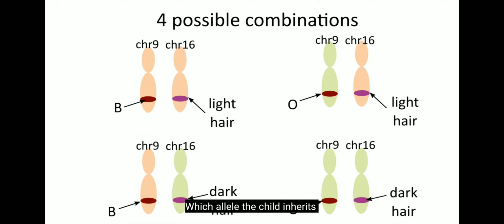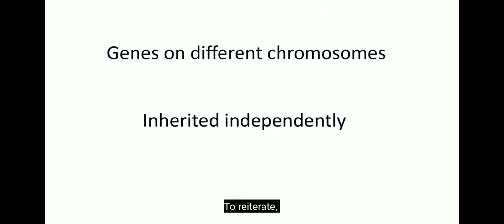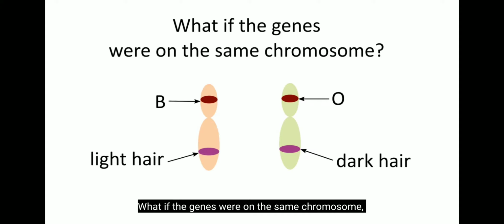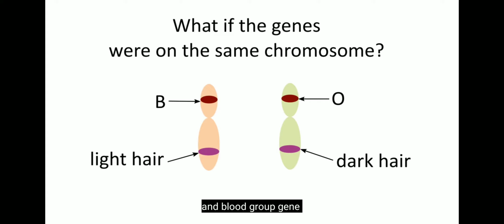Which allele the child inherits for blood group does not depend on which allele the child inherits for hair color. These genes are inherited independently. To reiterate, these genes are inherited independently because they are on different chromosomes. What if the genes were on the same chromosome instead of being on different chromosomes? Let's imagine a hypothetical scenario in which the hair color gene and blood group gene are on the same chromosome.